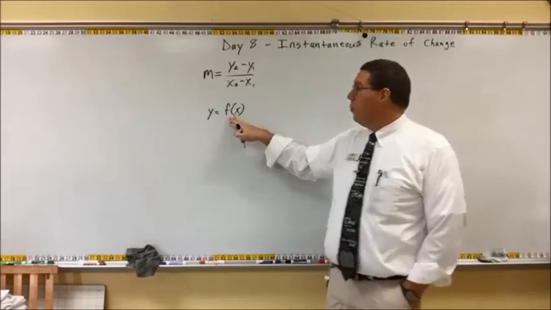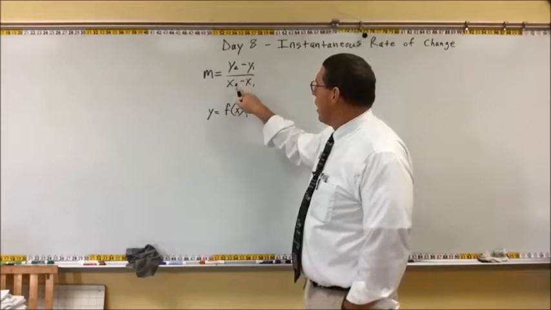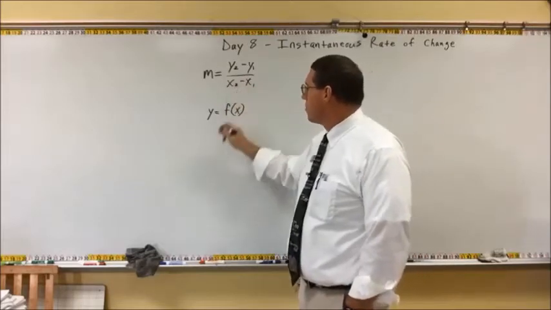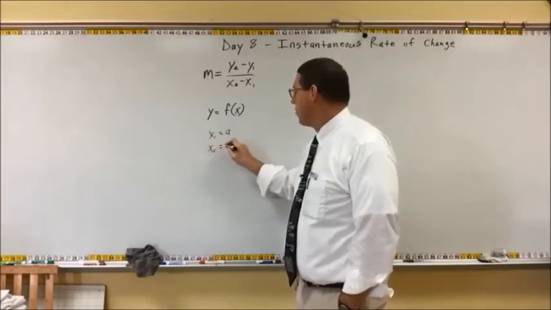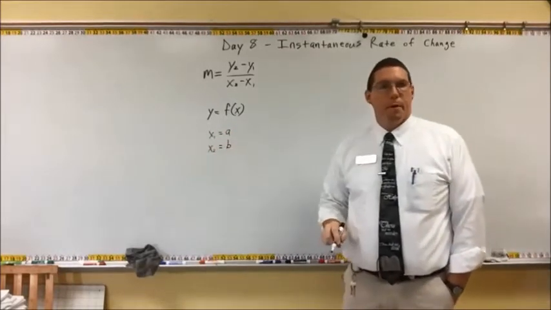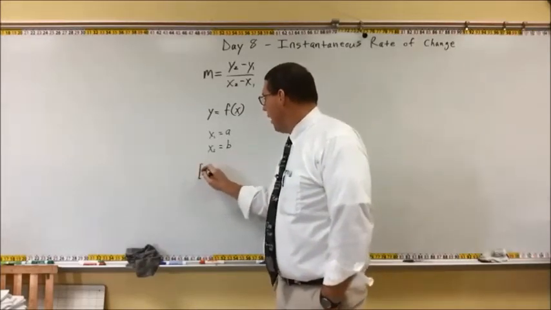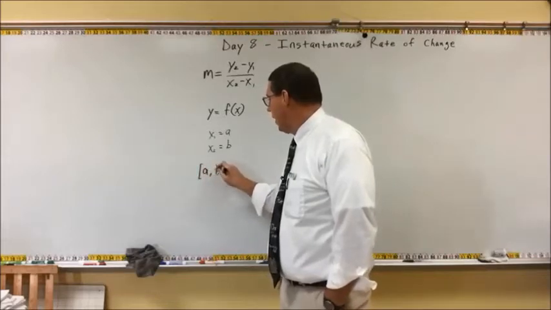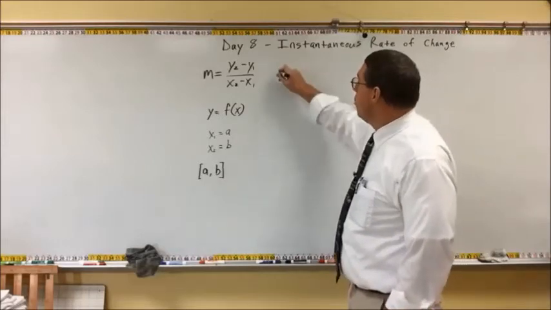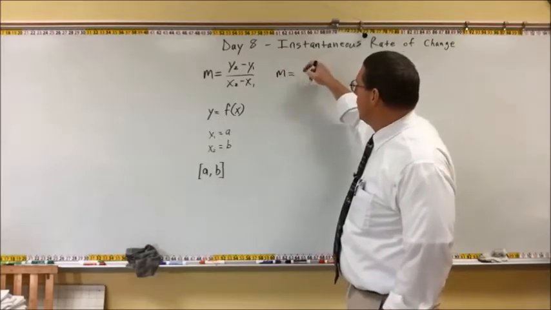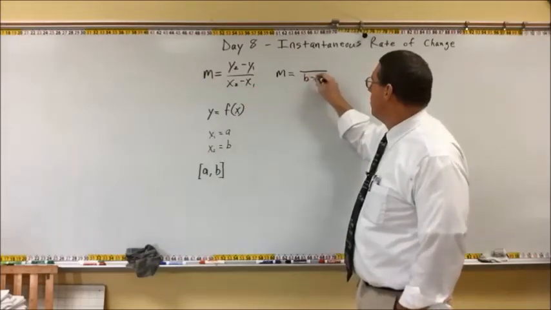And when we do this, instead of using x1 and x2, we're going to represent x1 as the letter A and x2 as the letter B, right? So we are indicating that we have an x interval that starts at A and ends at B, correct? And when we do this, in the formula, at the bottom, instead of having x2 minus x1, we have b minus a.